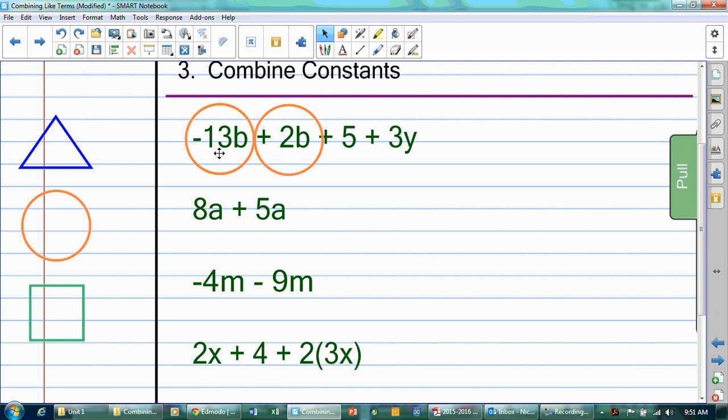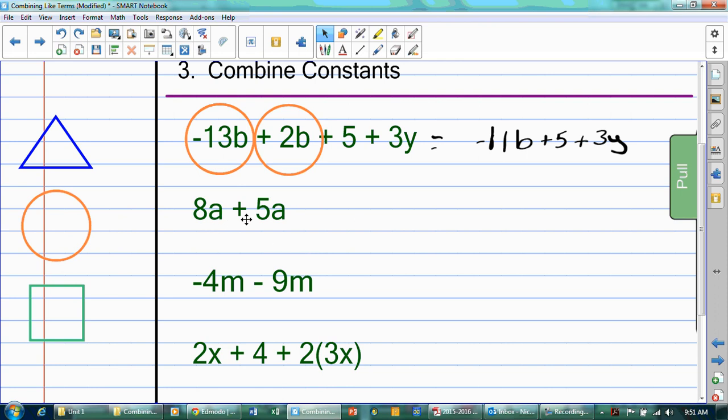So we have a constant, nothing else. We have a y, nothing else. So those are unlike anything else. So we do negative 13 plus 2. That's negative 11. B. Okay, the variable doesn't change, it doesn't go away. Now, there was nothing to combine the 5 with, so plus 5. Nothing to combine the 3y with, so plus 3y.